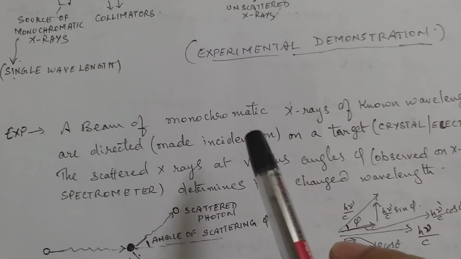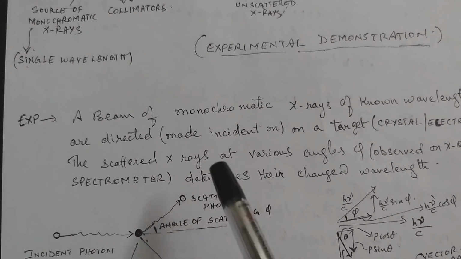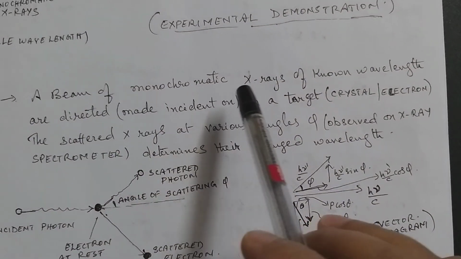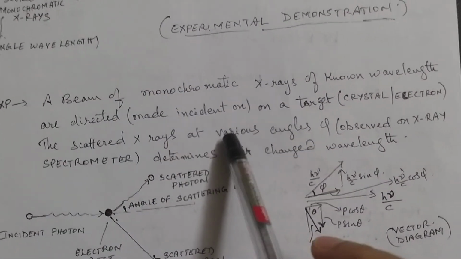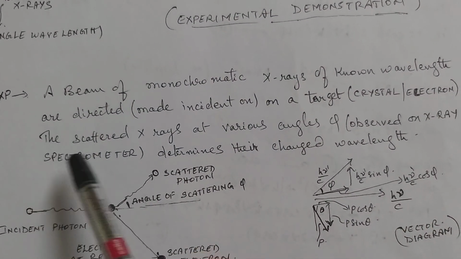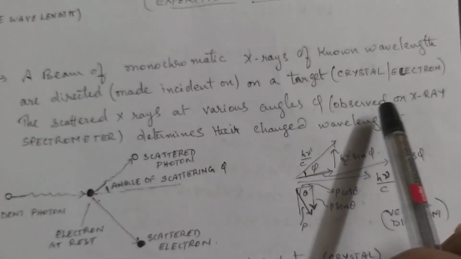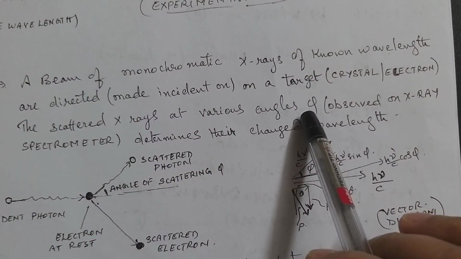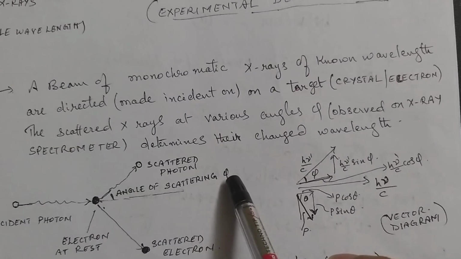Now we are reading all these effects to explain the nature of radiation, what it is like and how it is like. Now coming to the experiment, a beam of monochromatic X-rays of known wavelength is directed, made incident on a target or a crystal which contains electrons, of course. The scattered X-rays at various angles, say phi is the angle of scattering, and that is the value which determines the change in wavelength or change in frequency of the photon.